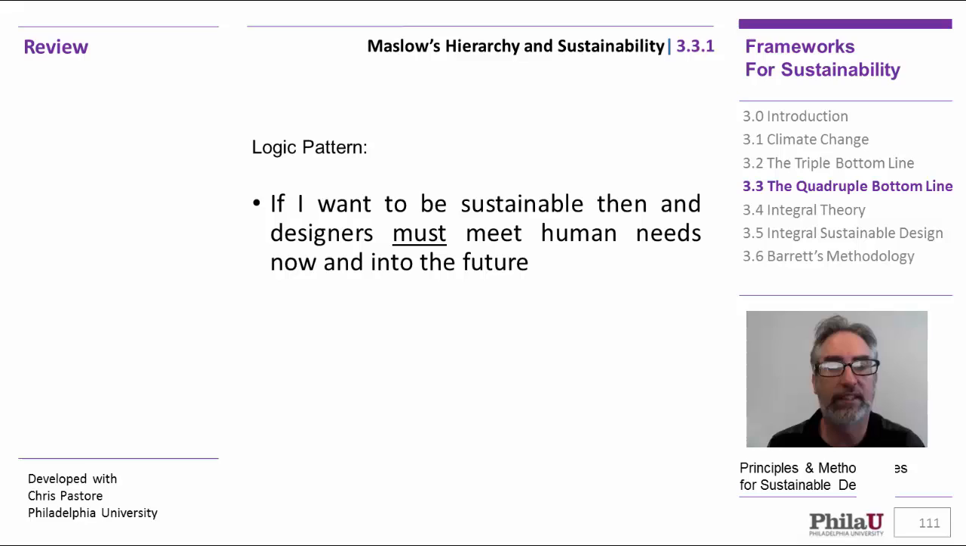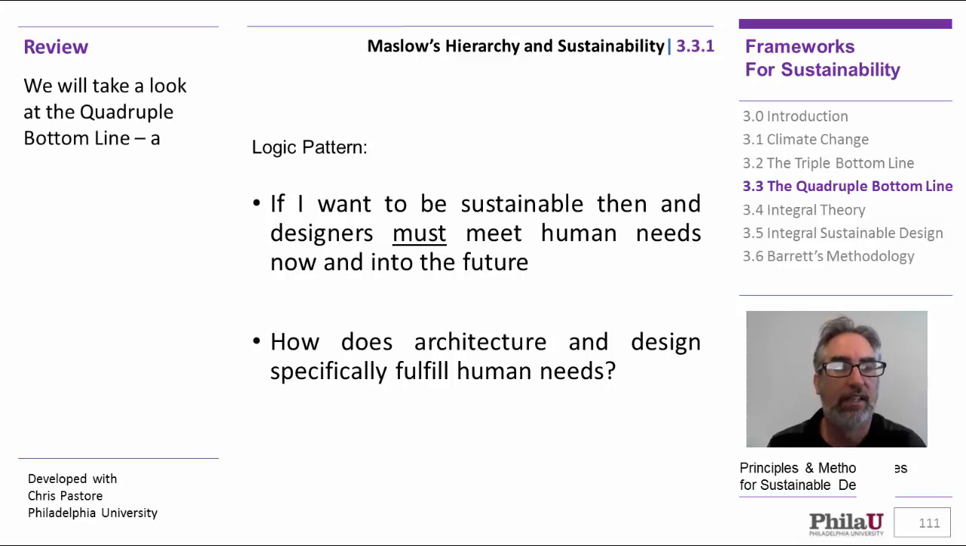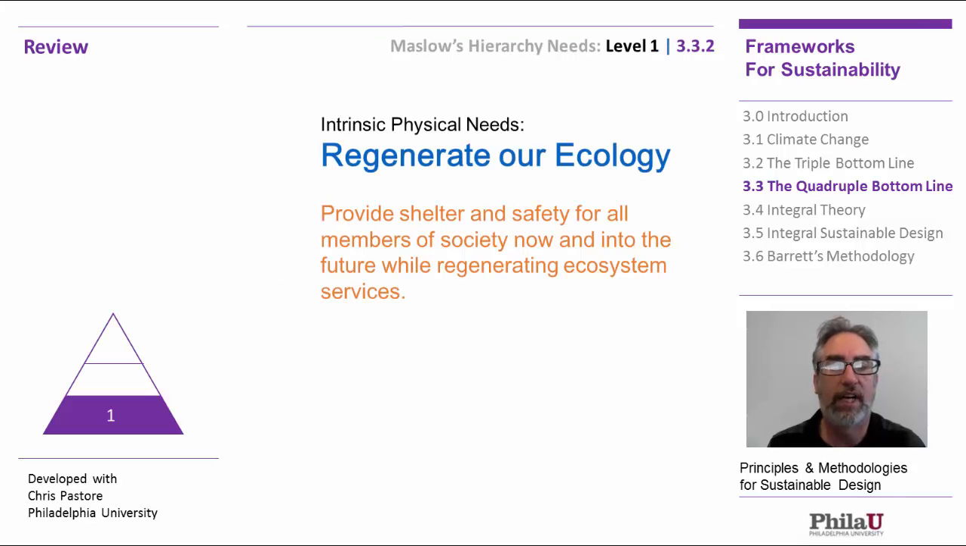So the logic pattern is, if I want to be sustainable then, and designers must meet human needs now and into the future, how does architecture and design specifically fulfill human needs? Seems like a really basic question that should be easy to answer. It's actually not at all. So we're going to take a look at the quadruple bottom line as a way to answer this.